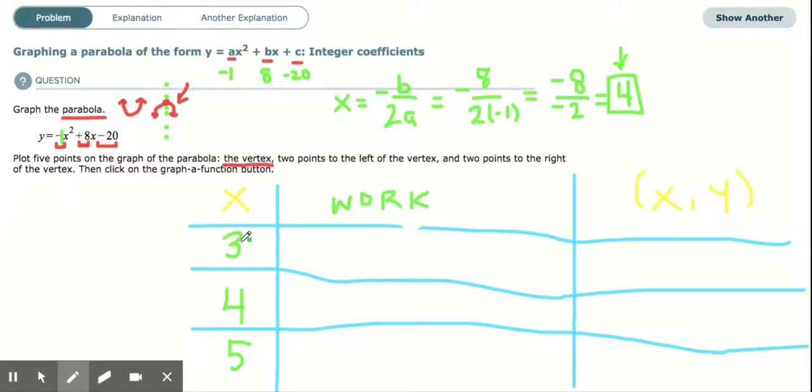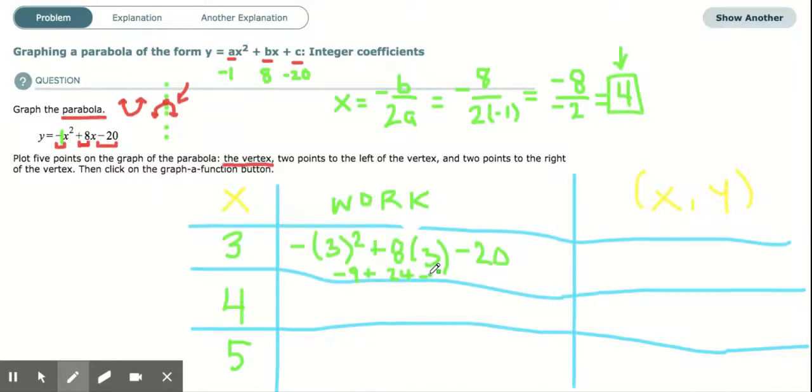So when we're plugging in a positive 3, we would get negative, parentheses 3, because that's our x, squared, plus 8x, so plus 8 times 3, minus 20. Okay, now I'm going to do a little bit of mental math here. Negative 3 squared, first you do the exponents because these parentheses are just multiplication. There's nothing to do inside the parentheses. So this would be a negative 9 plus, let's see, 8 times 3 would be 24, minus 20.